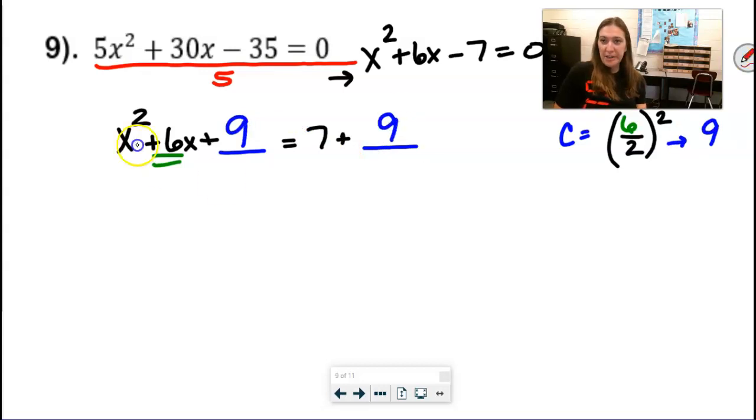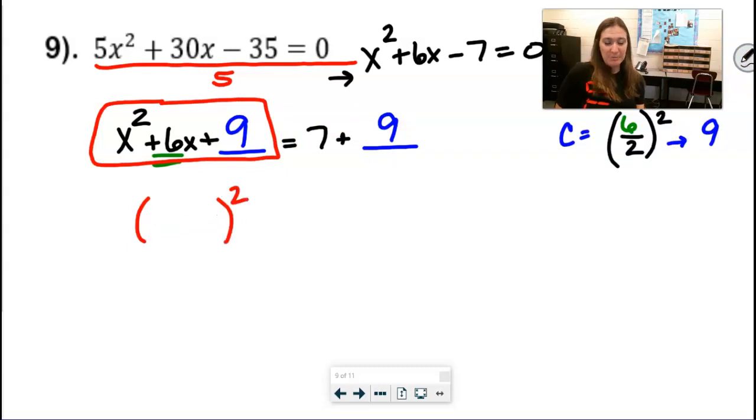That's going to be a weird one. All right, here we go. This factors into x, and then half of b would be plus 3. So x plus 3, quantity squared, equals 16. This is why this one's going to be weird.